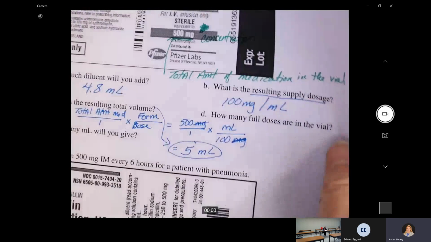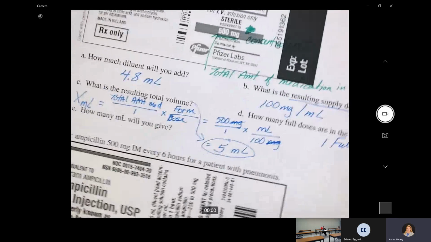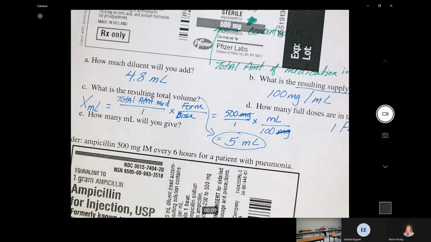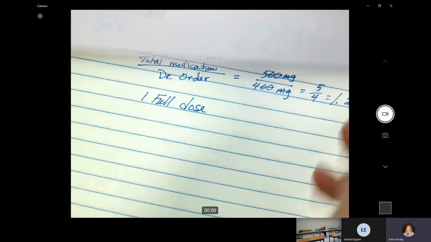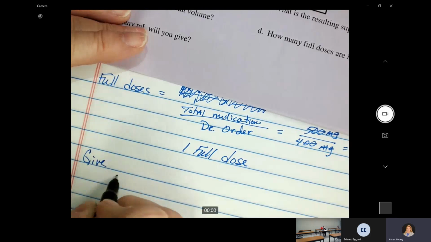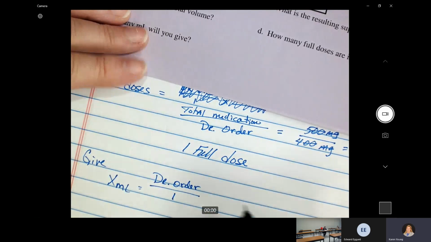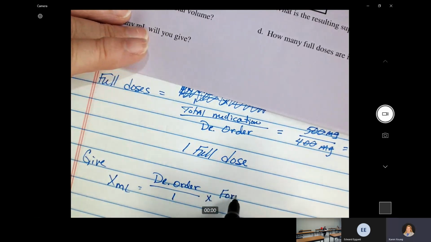And then the one you should know how to do: how many milliliters will you give? And again, how many milliliters will you give for 1 dose? Calculating how much we're going to give. So I'm going to put that on this paper again. How much are we going to give? We're looking for milliliters. Again, this is where we use our doctor's order. This is just like chapters 10 and 11, times our form over our dosage strength.